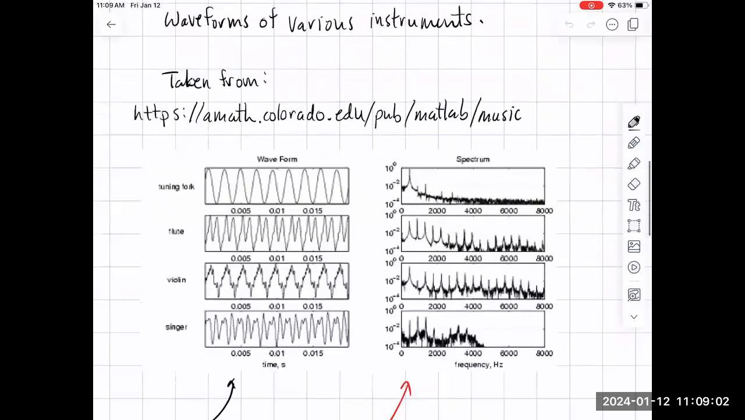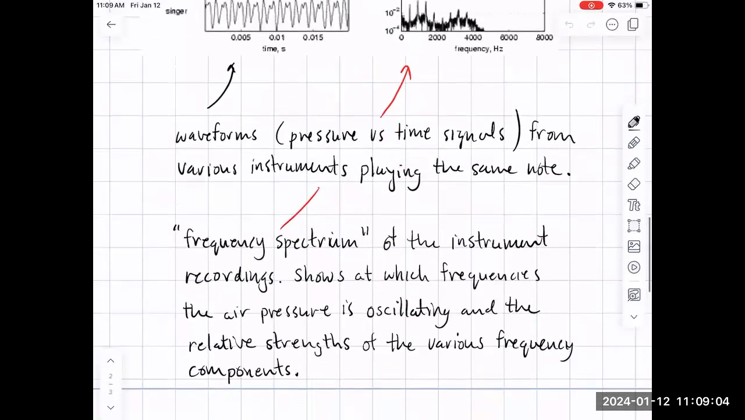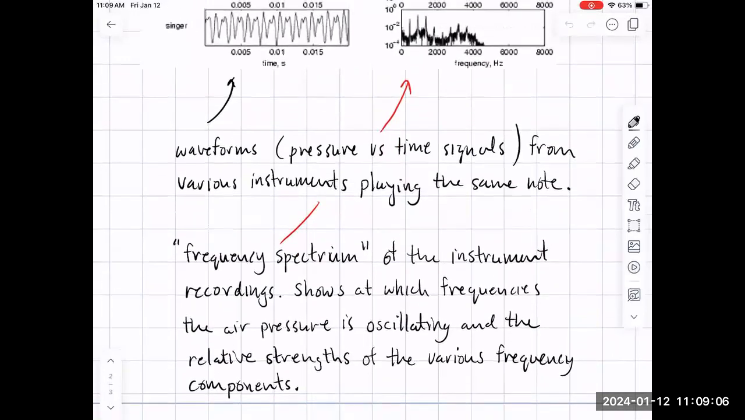All right, I just wrote down some notes. This is probably just what I said in words. Waveforms measure the pressure versus time of the signals of various instruments playing the same note. And then the frequency spectrum shows which frequencies the air pressure is oscillating at and the relative strengths of the oscillations at those different frequencies.